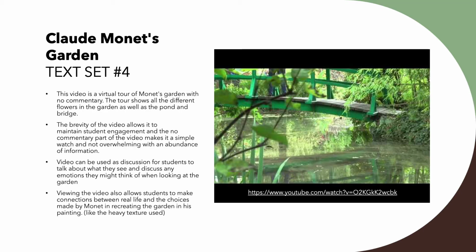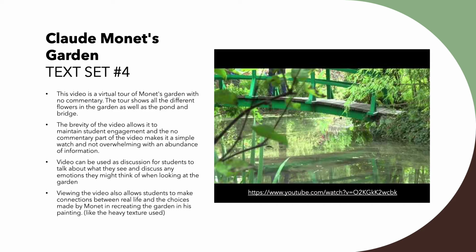The next text set that can be used towards this lesson unit is a video of a virtual tour of Monet's garden. This video has no commentary, and it shows all of the different flowers in the garden, as well as the pond and bridge that are in the Giverny garden of Monet's. The brevity of the video also helps maintain student engagement, and the lack of commentary makes it a simple watch, not overwhelming with an abundance of information.